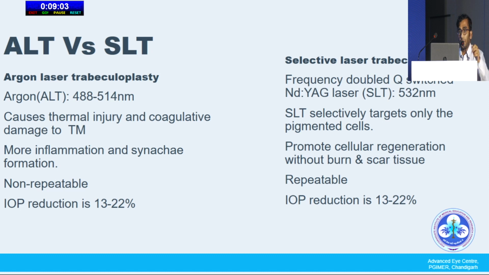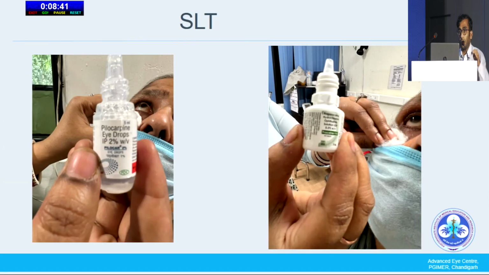So if you compare ALT and SLT, ALT causes thermal injury and coagulative damage to the trabecular meshwork, and more inflammation and more synechia formation, and it is non-repeatable. Whereas SLT selectively targets the pigmented trabecular meshwork and promotes cellular regeneration without burn or scar tissue formation, and it's a repeatable procedure. So how will you do it?